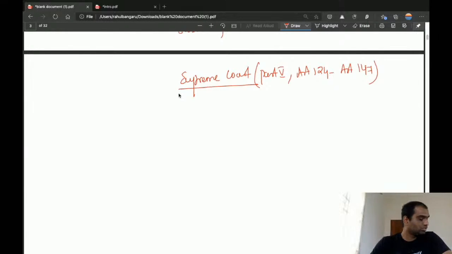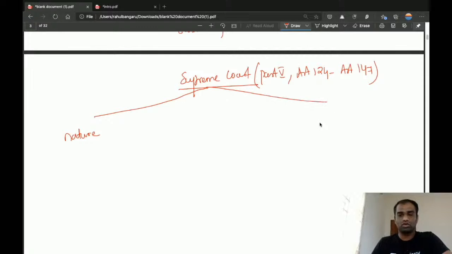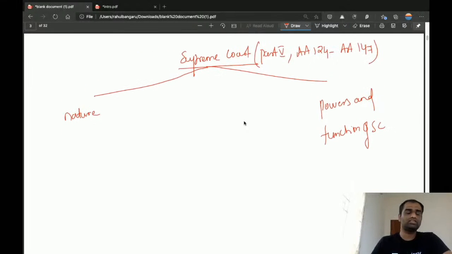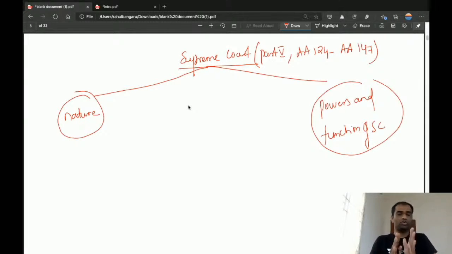Now in the Supreme Court, we will look at various topics, like what is the nature of this government body called the Supreme Court. After that we will look at the powers and functions of the Supreme Court. So that's how our class is going to take place. This is the overview of our class. In this class we will look at the nature of the Supreme Court, and also the powers and functions of the Supreme Court.